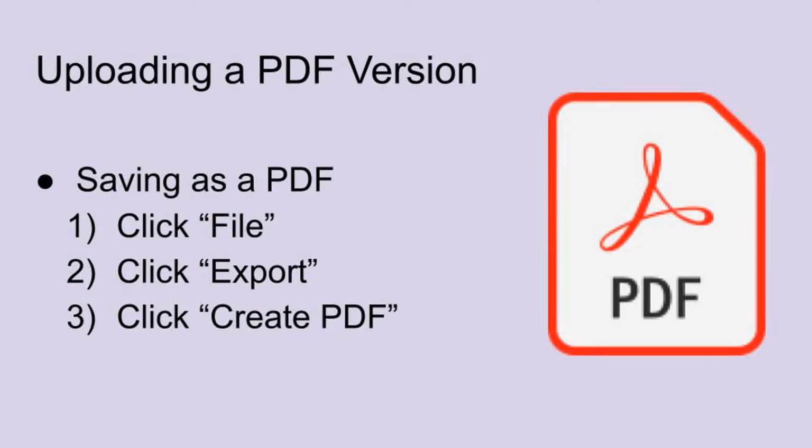This year, we ask that you also upload a PDF version of your poster along with the MP4 recording. This will allow APRES attendees to have more time to view your posters. To save your poster as a PDF, on PowerPoint, you'll click File, then click Export, and then click Create PDF, and you should be good to go.